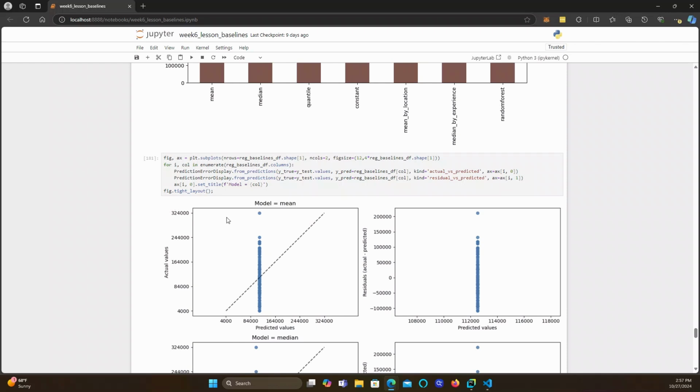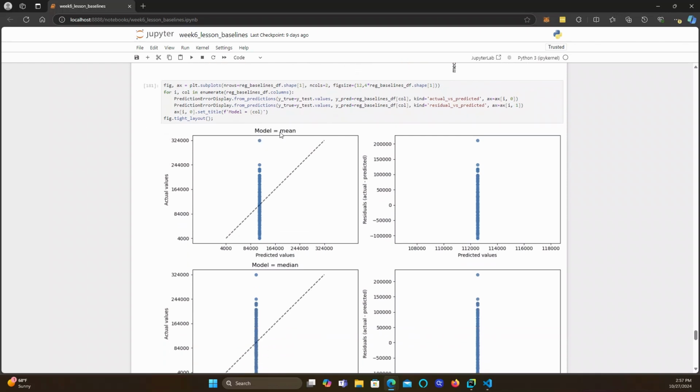Okay, this is a prediction error display, okay? And this is nice for looking at correlation and determining how well your model is actually doing at predicting directionality. So here, when we're just using the mean, we're predicting the same value every time. So there's like no correlation or very little, and that makes sense.